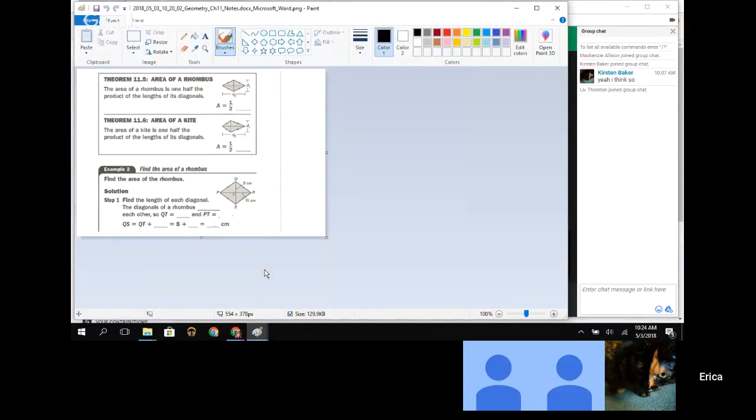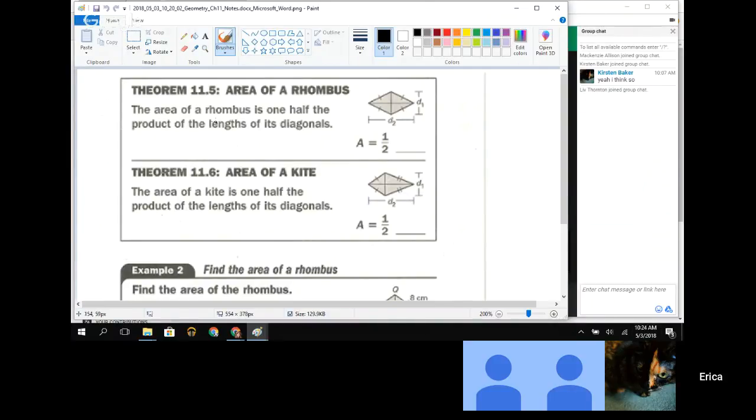Okay, so the area of a rhombus and the area of a kite have very similar formulas. Make this a little bigger. It's going to look really blurry, but that's okay. The area of a rhombus is 1/2 the product of the lengths of its diagonals. And the area of a kite is also 1/2 the product of the lengths of the diagonals.